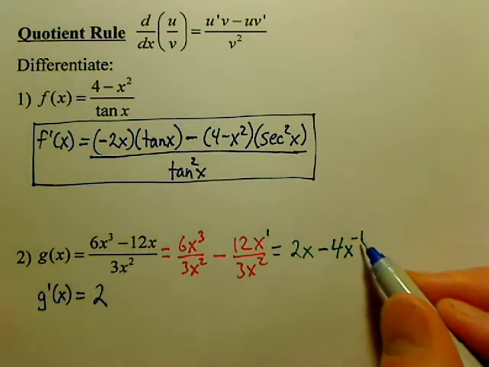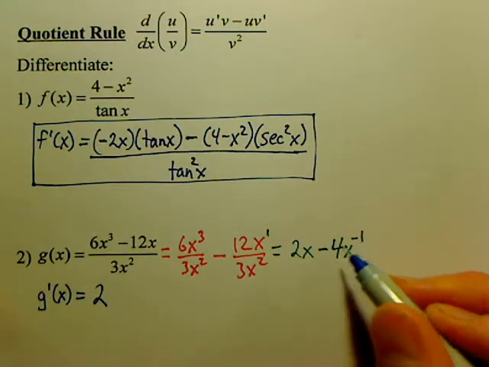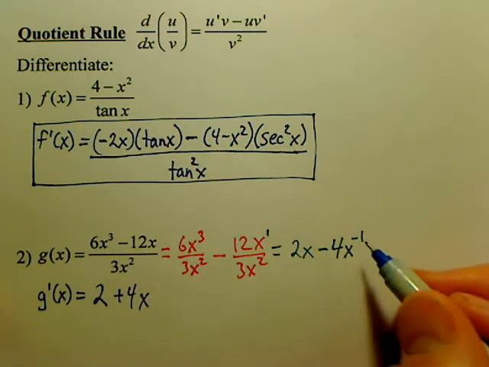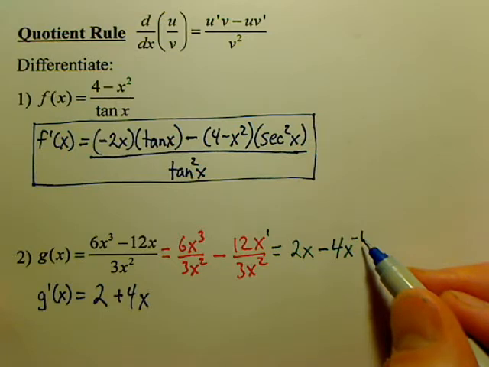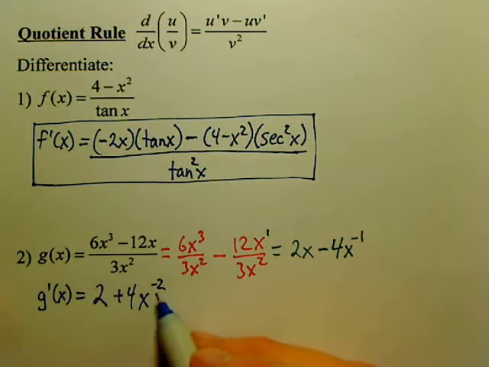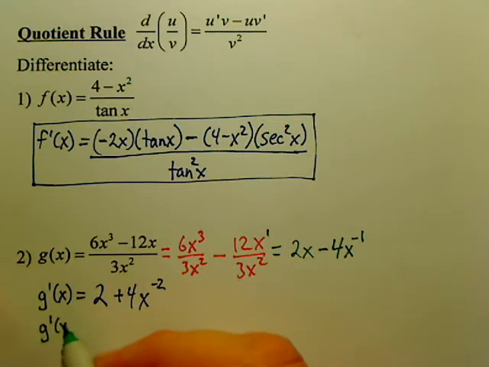Okay, be careful here. Take the negative 1 times a negative 4 becomes a positive 4 x. And what's negative 1 minus 1? Be careful, be careful, be careful. It's negative 2. A negative 1 minus 1 is negative 2. And that is the derivative. What I end up with then is g prime x is equal to 2 plus 4 over x squared.